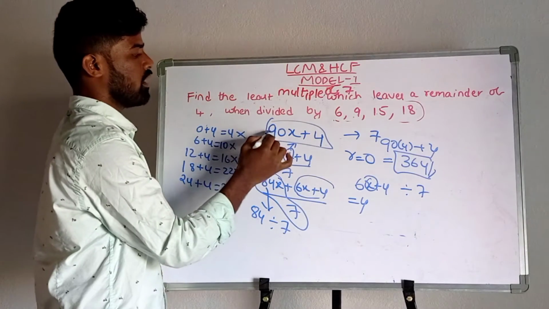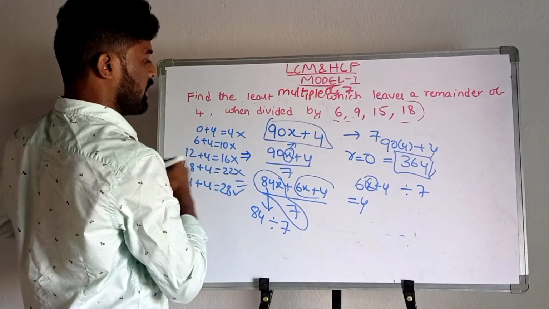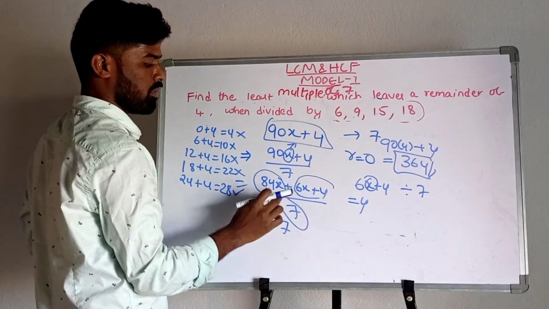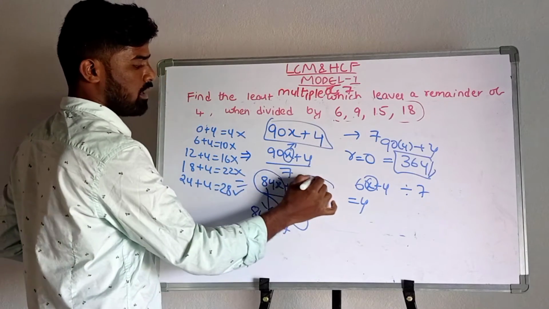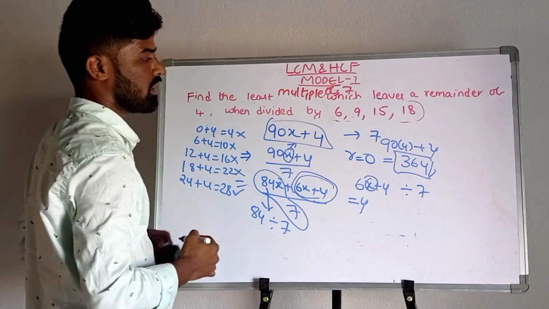First we write our general term 90x plus 4, then we write 90x as a product of 7: 84x plus 6x plus 4. Now we have to find the value of x for which 6x plus 4 is completely divisible by 7.